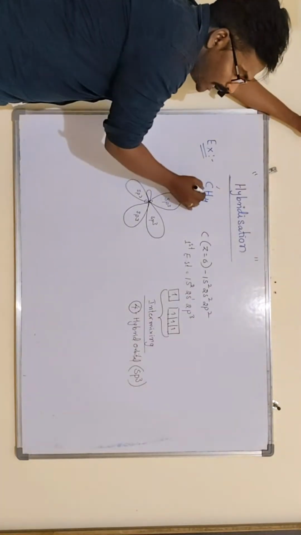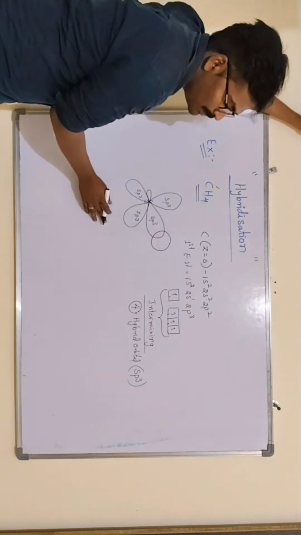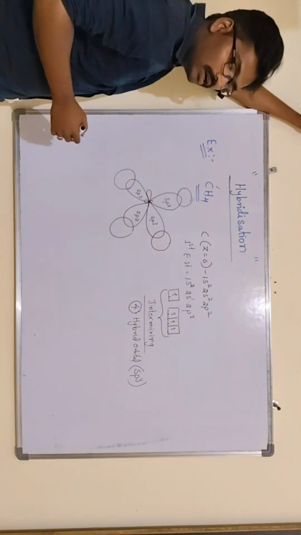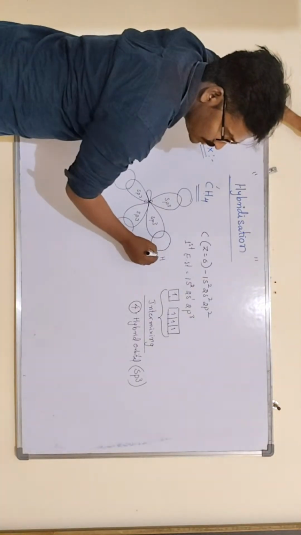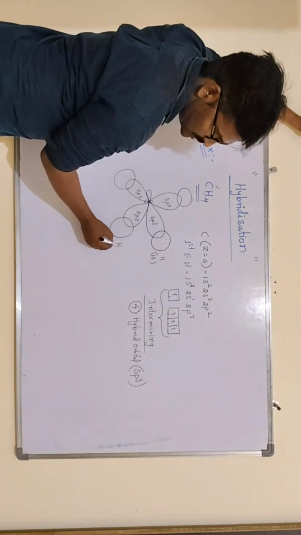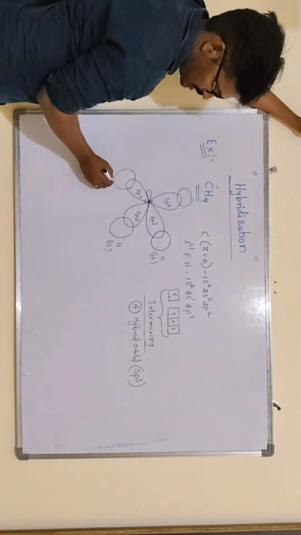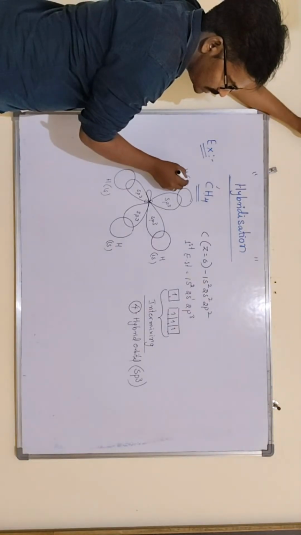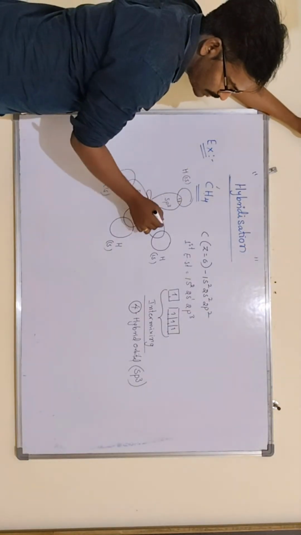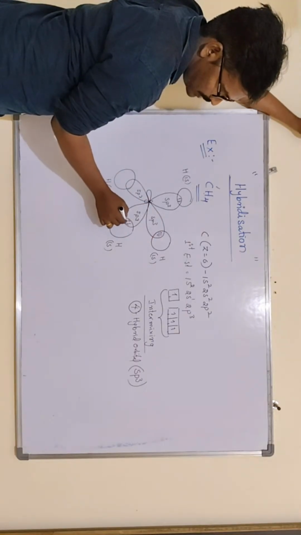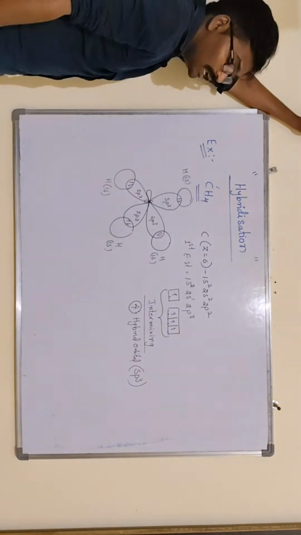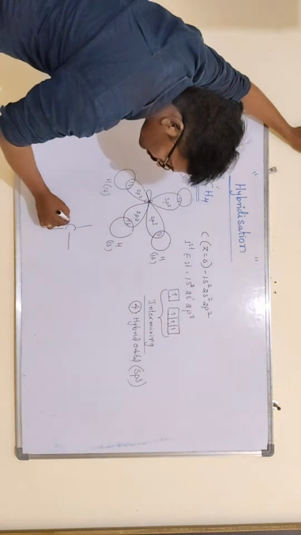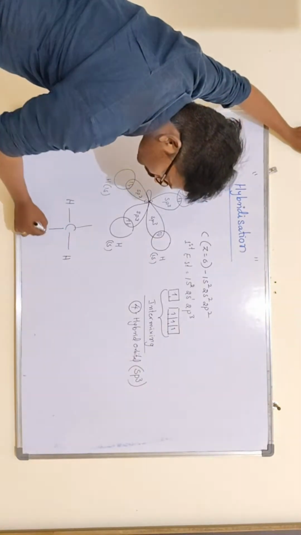Now the hydrogen atoms' s orbitals overlap with these. These are the hydrogen atom 1s orbitals, four of them. They are overlapping, and then bond formation takes place.